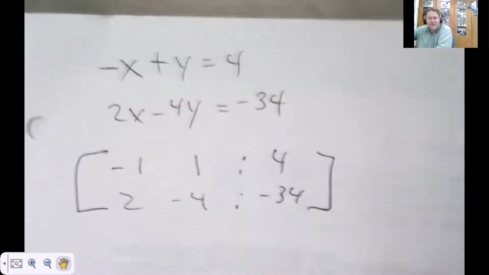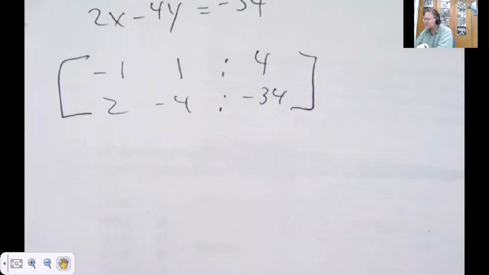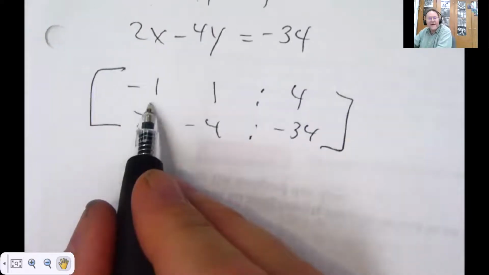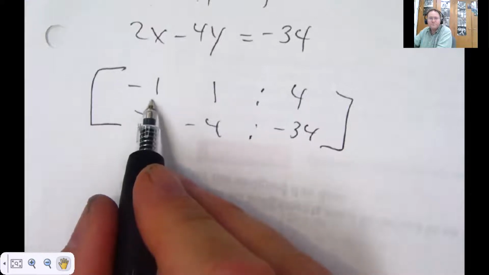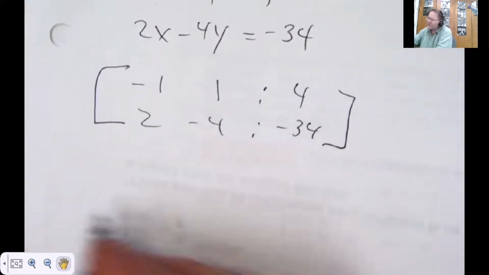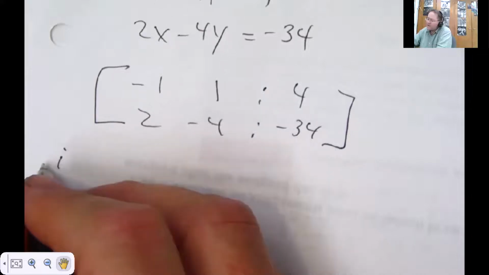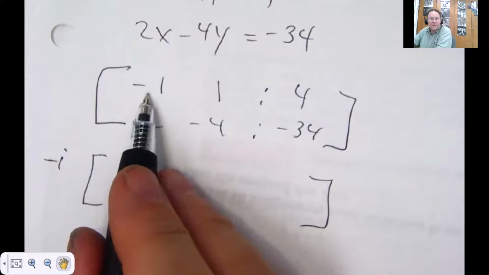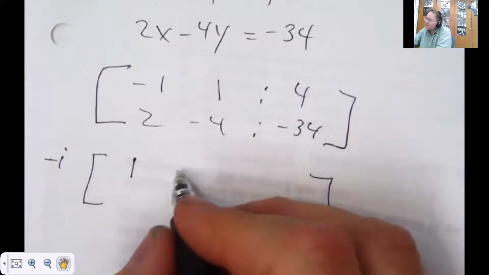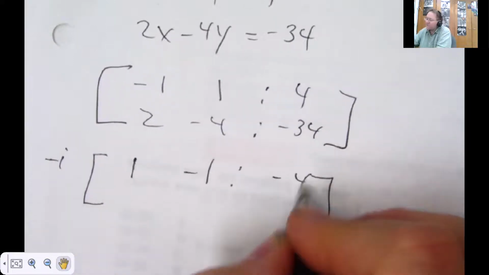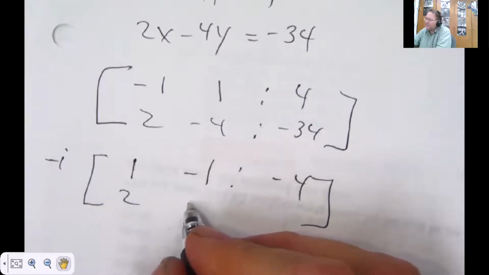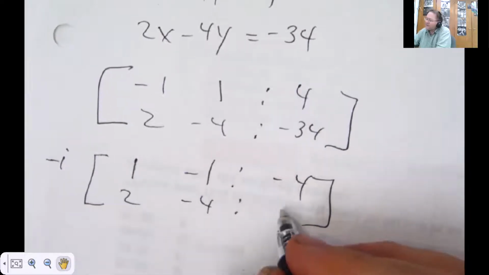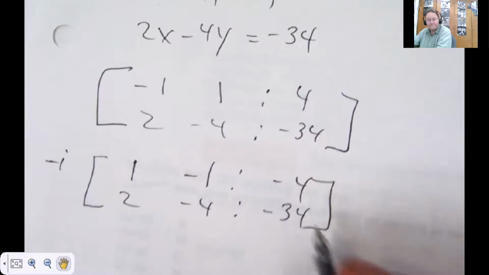Now, we're just going to do just like we did before. Here we go. That needs to be a 1, so we can multiply everything in this row by negative 1. Take negative row 1. That becomes positive 1, negative 1, negative 4. And then I'll just keep this row the same: 2, negative 4, and negative 34.